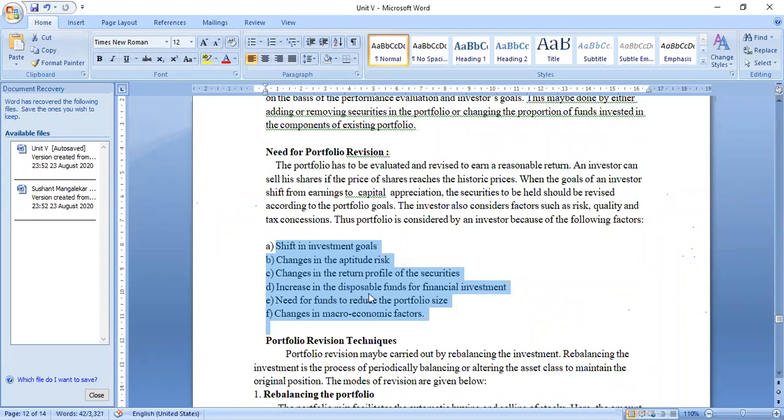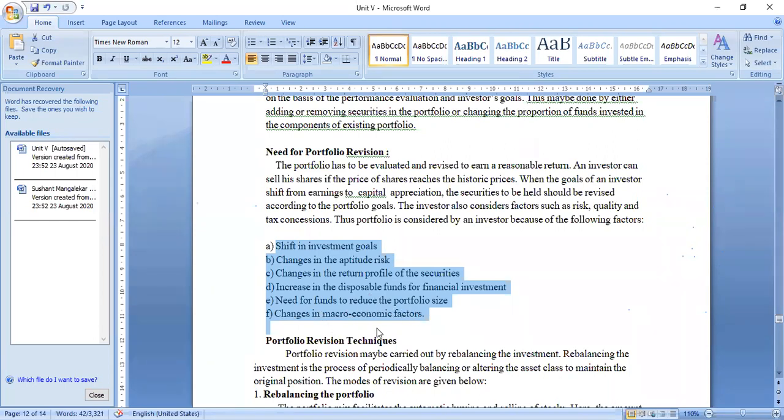Then an increase in your salary or the income from the business that is being generated, if it is multiplying every year. In that case, definitely we will try to choose a new set of securities or increase the proportion of profitable securities. Then the need for funds to reduce the portfolio size.